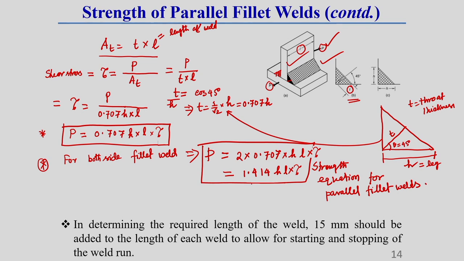Okay. So, based on this strength equation, whatever length we get, generally for designing purposes, we should add 15 millimeter more length over this L. That is why I have written at the end of this slide, in determining the required length of the weld, 15 millimeter should be added to the length of each weld to allow for starting and stopping of the weld run. This you should keep in mind. So, whatever L we get here, once we add this 15 millimeter, the final length that we get should be our final design length.